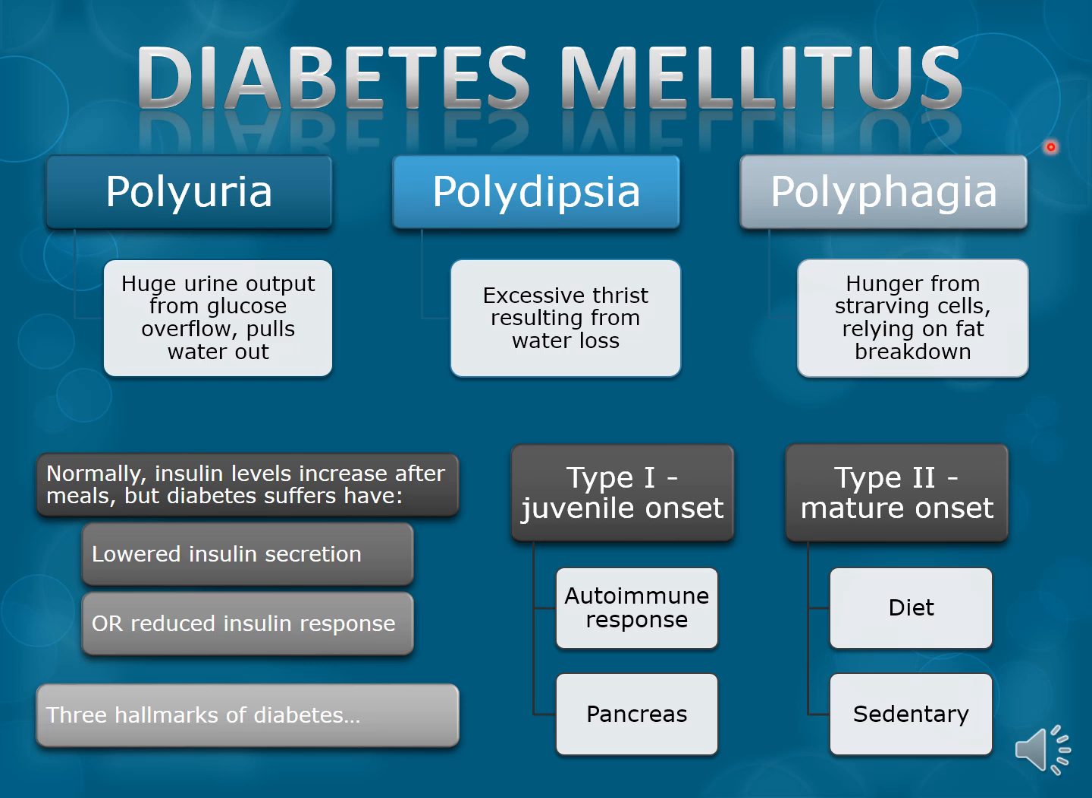The 3 hallmarks of diabetes mellitus are polyuria, polydipsia, and polyphagia, having to pee, being thirsty, and being hungry.